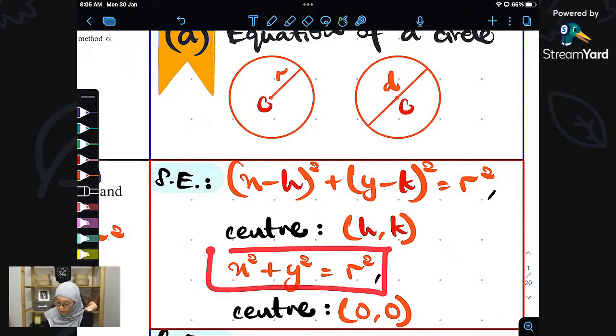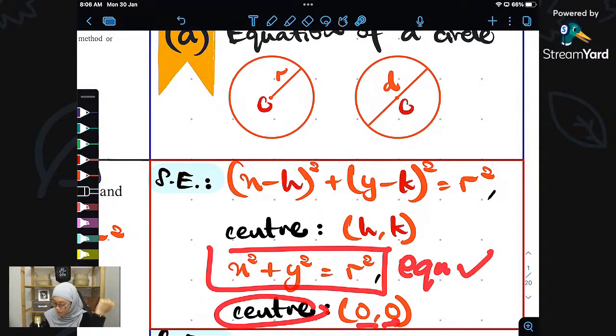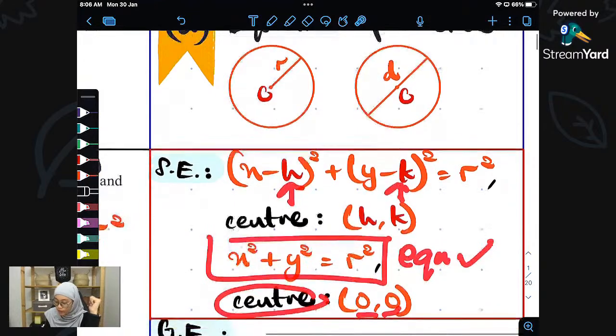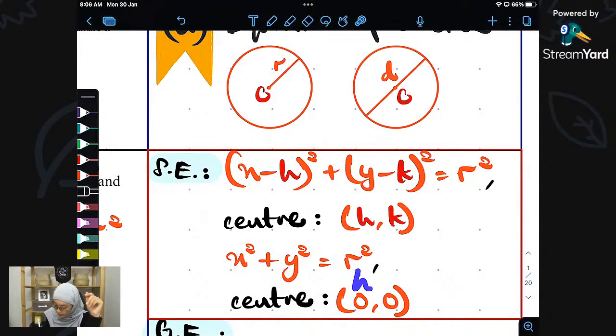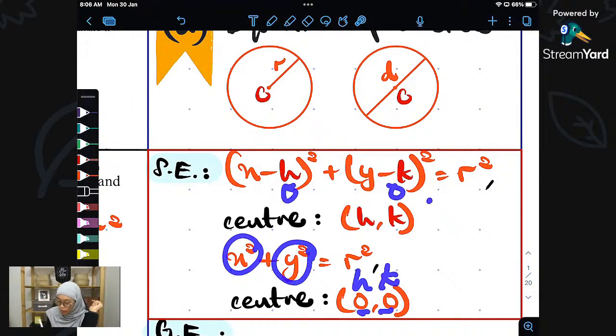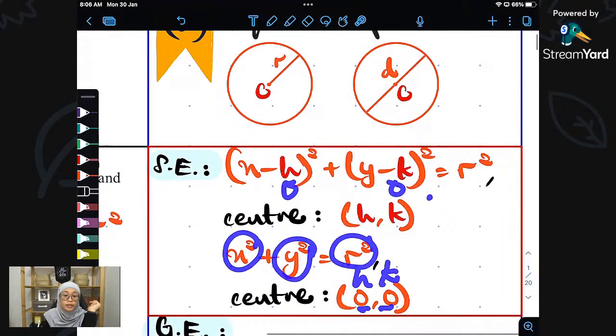Actually the equation of circle is very simple if the center is 0, 0. Why do I say the equation is simple? Because the h and the k are 0. So if you put the h and the k there as 0, since the h and the k point is 0, 0, that's why we will get x squared plus y squared is equal to r squared.